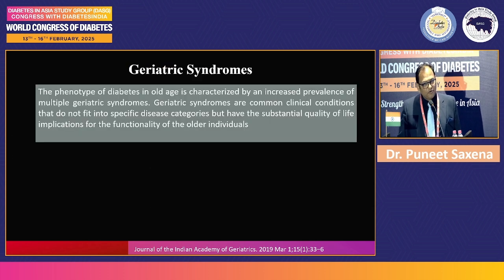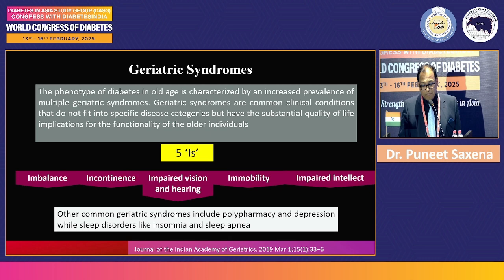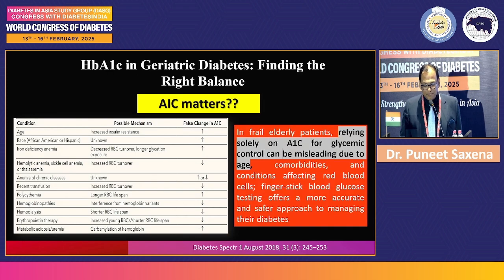We should be aware of geriatric syndromes. They do not fall into any disease category. People will come to you saying they have dizziness, imbalance, or a fall. Incontinence can be missed, like for a urinary tract infection. Suppose you are using an SGLT2 inhibitor and somebody complains of incontinence, what is going to happen to that person? Then there are immobility, impaired intellect, and impaired vision and hearing. Somebody on insulin cannot see the device or the units. So what will happen to him?